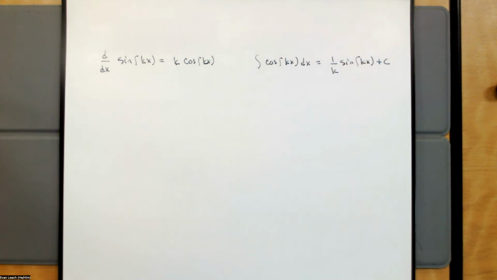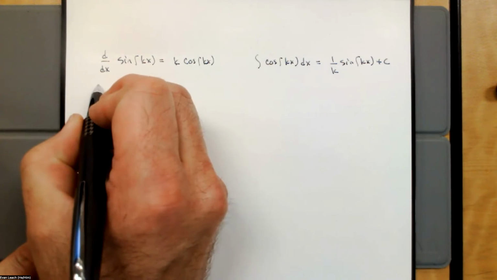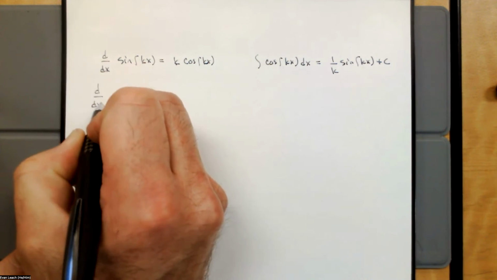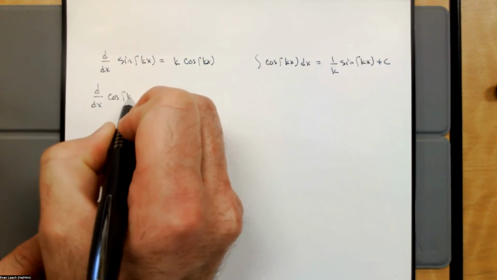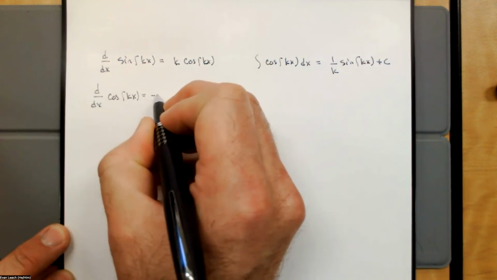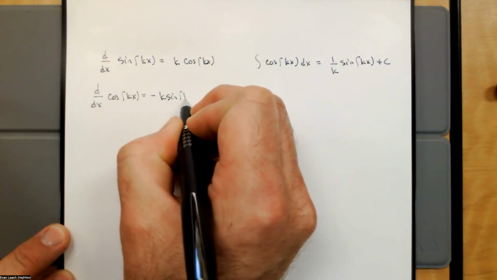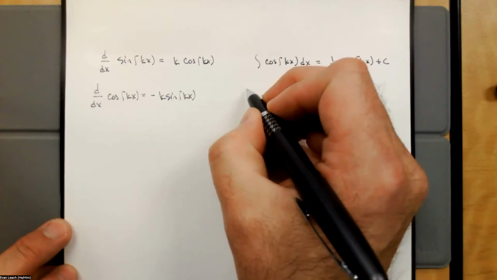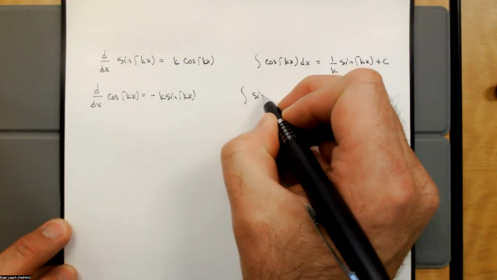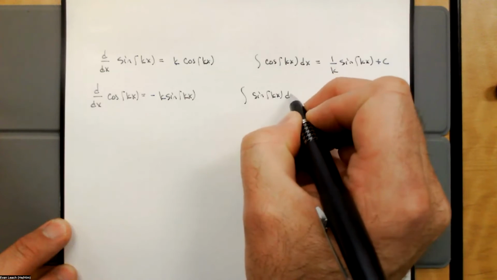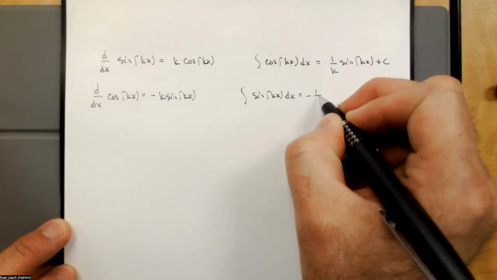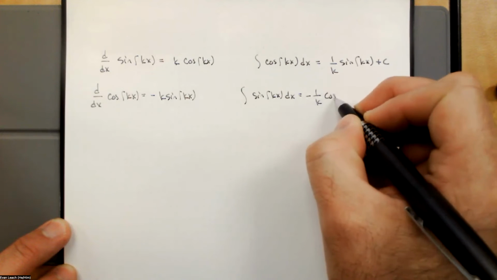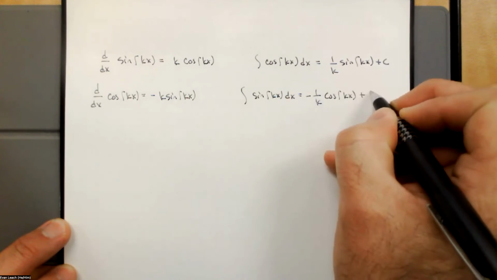All our derivative information is now integral information or antiderivative information. The derivative of cosine of kx is minus k times the sine of kx. That's what we knew before. We're just adapting this to the new thing that we know now. The integral of sine of kx dx is minus 1 over k cosine of kx plus c.